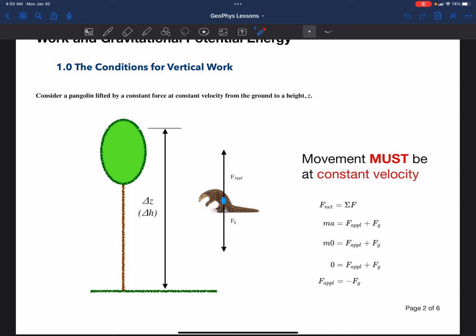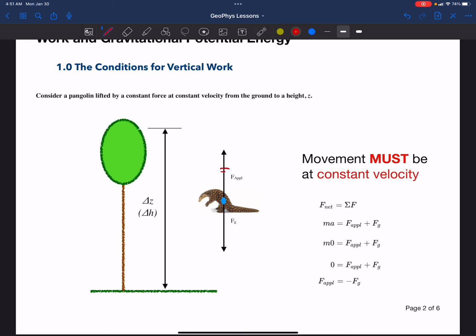Now, the condition that we must have, and this is important, is that the movement must be at constant velocity. And here's why. We know the net force is the sum of the forces, using Newton's second law. And the net force is ma, and our two forces involved are the applied force and the force of gravity. Well, if it's at constant velocity, then the acceleration is 0. And if the acceleration is 0, ma is 0, which means the force applied and the force of gravity add up to 0. Therefore, the force applied is equal and opposite to the force of gravity.